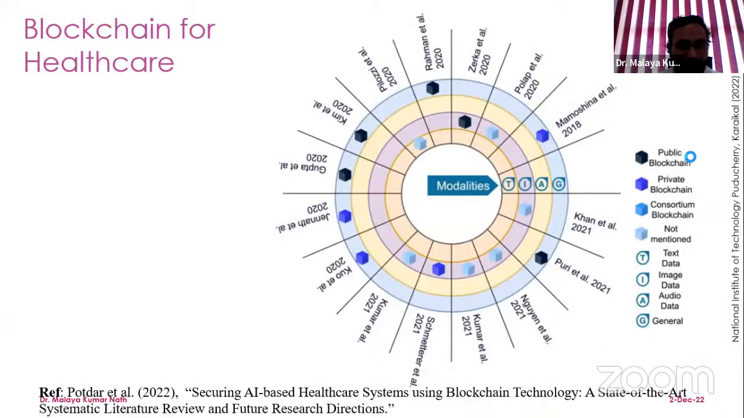So this is the figure which represents blockchain for AI in healthcare, which tells about the different types of blockchains.